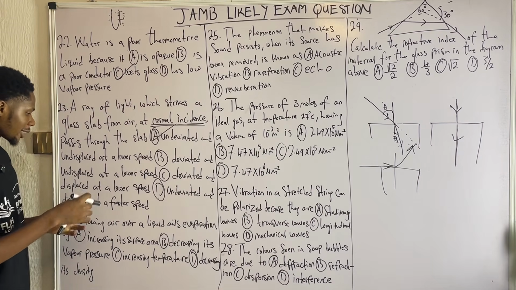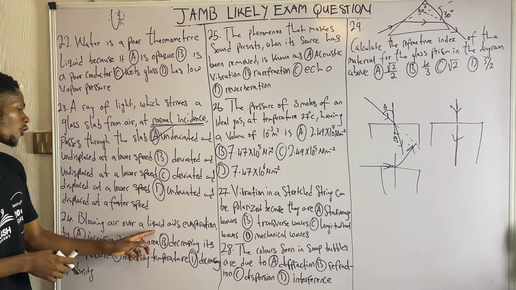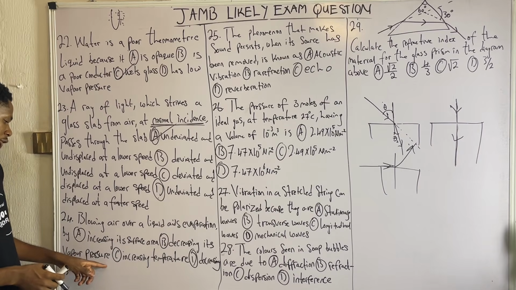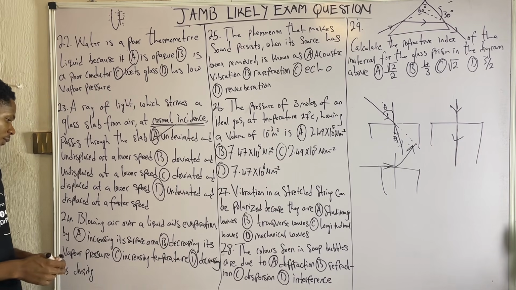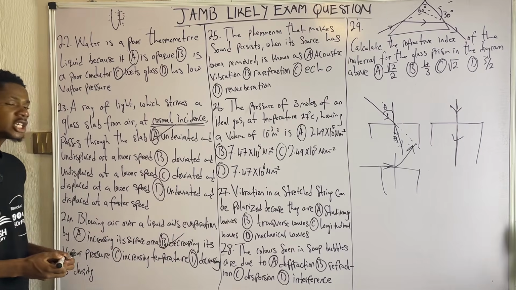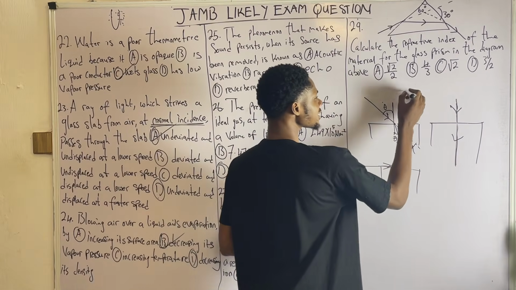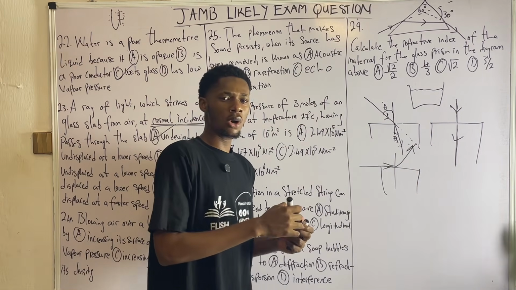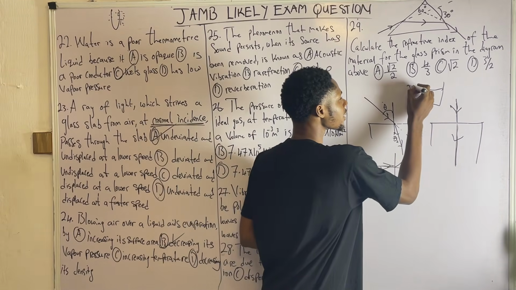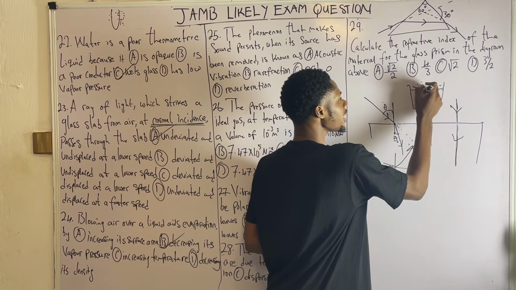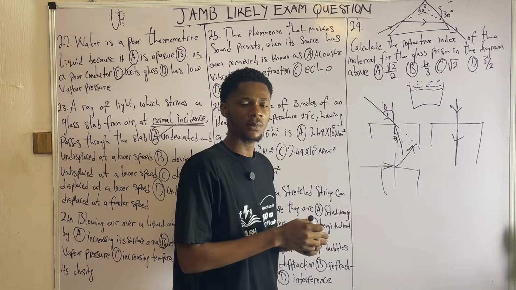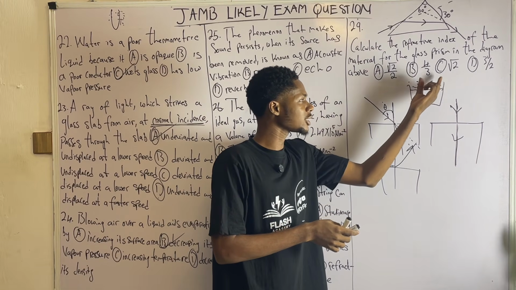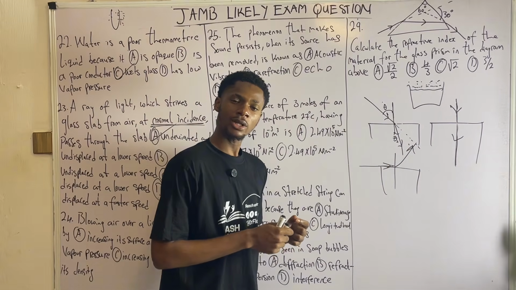Take note of that. On the next one, blowing air over a liquid aids evaporation by increasing its surface area, decreasing its vapor pressure, increasing temperature, or decreasing density. Now the actual answer is by decreasing its vapor pressure. Let me explain. First is first, let's say we're having a liquid like this, a hot liquid. What is vapor pressure? Vapor pressure is actually the pressure that the air around a liquid exerts on it. Vapor pressure is that pressure that the air just at the surface of a liquid exerts on it. That's the pressure.